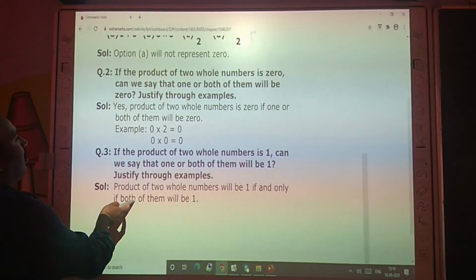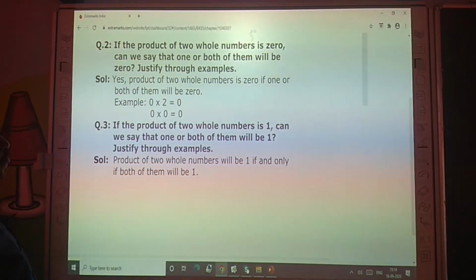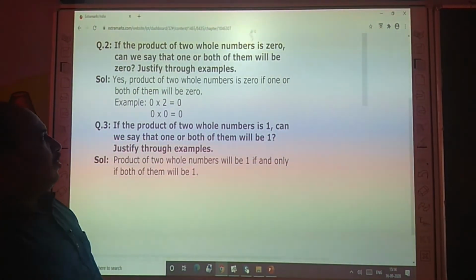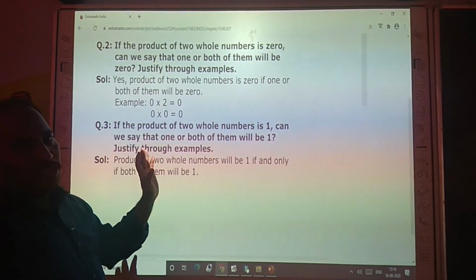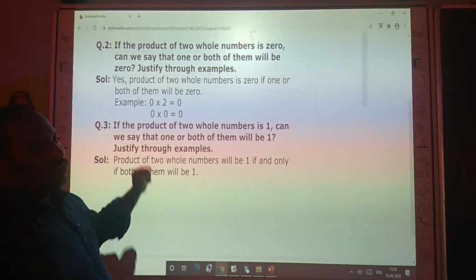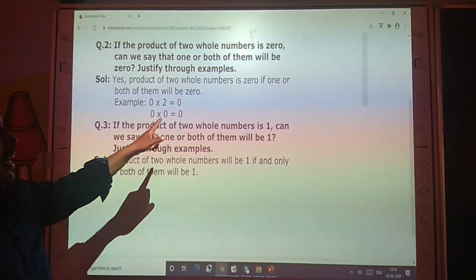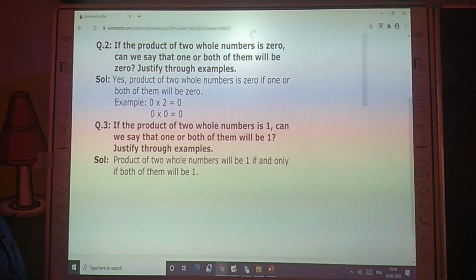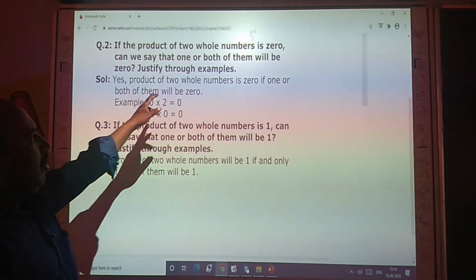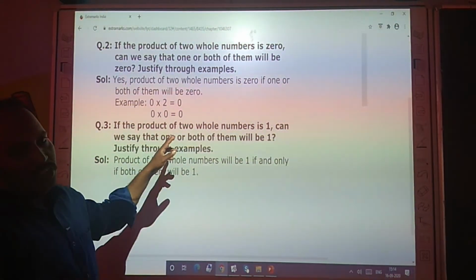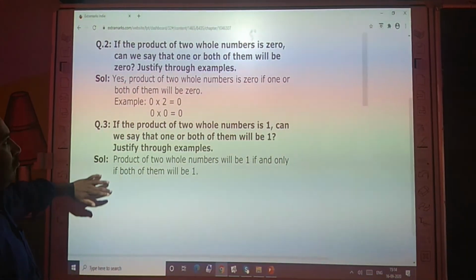The question number 2. The product of two whole numbers is 0. That means 0 into 0 is equal to 0. It is a product of two whole numbers. 0 is a whole number and 2 is a whole number. The answer is also a whole number. The next one, both of them will be 0. The condition is 0 into 0 is equal to 0.